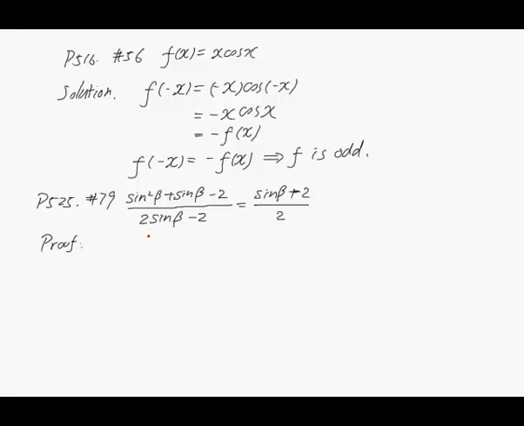Since the left side is more complicated, we begin with the left side, L. First, let's try to factor this numerator. If you use the substitution, this is x squared plus x minus 2, right? So x squared plus x minus 2.